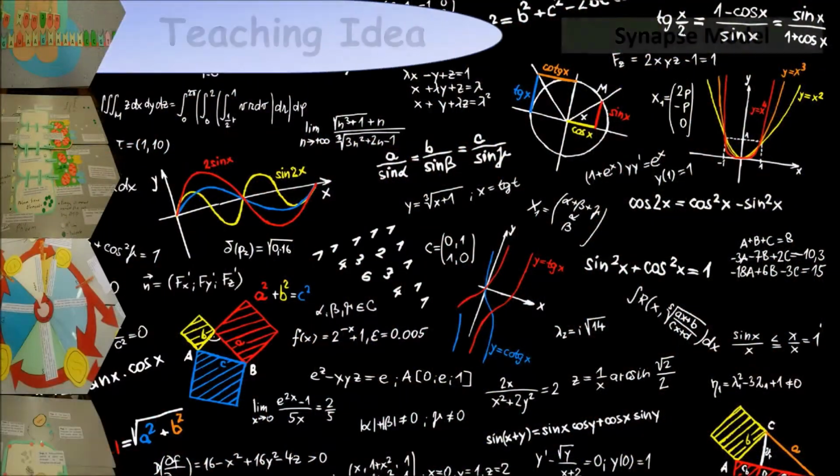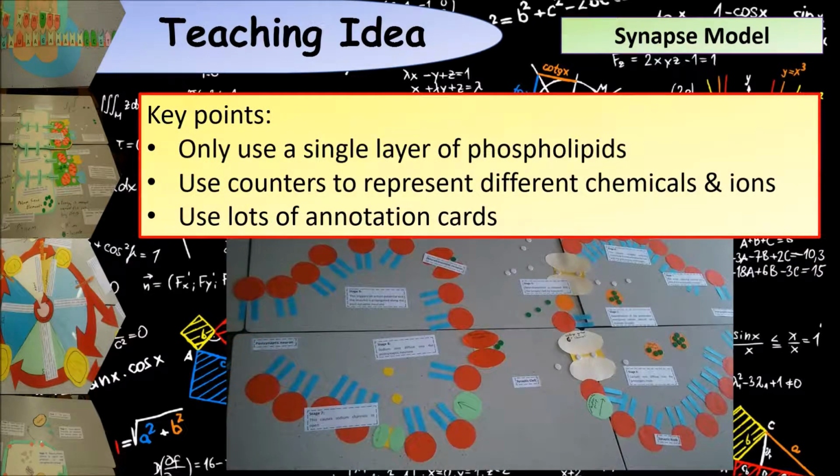Hello and welcome to this short teaching ideas video on how the synapse can be modelled at A-level biology. All the things that happen at the synapse is one of those areas that students tend to get wrapped around their necks. They do GCSE, they do A-level. I've never been able to work out why.